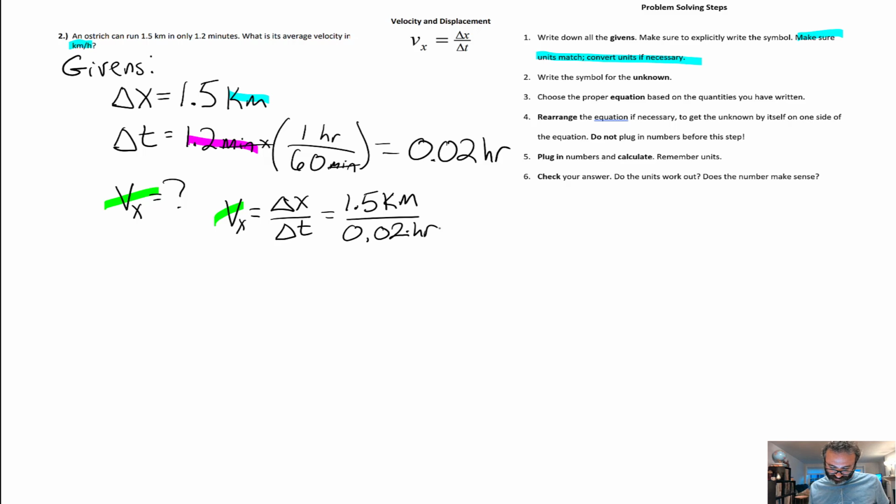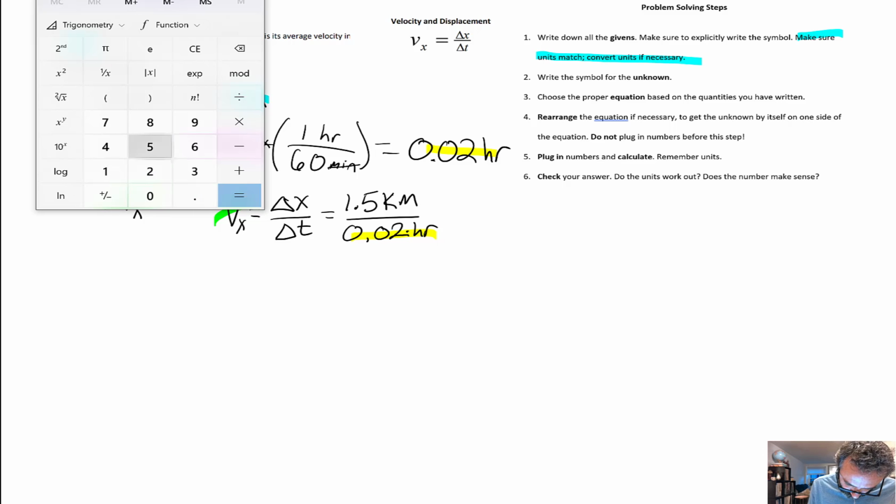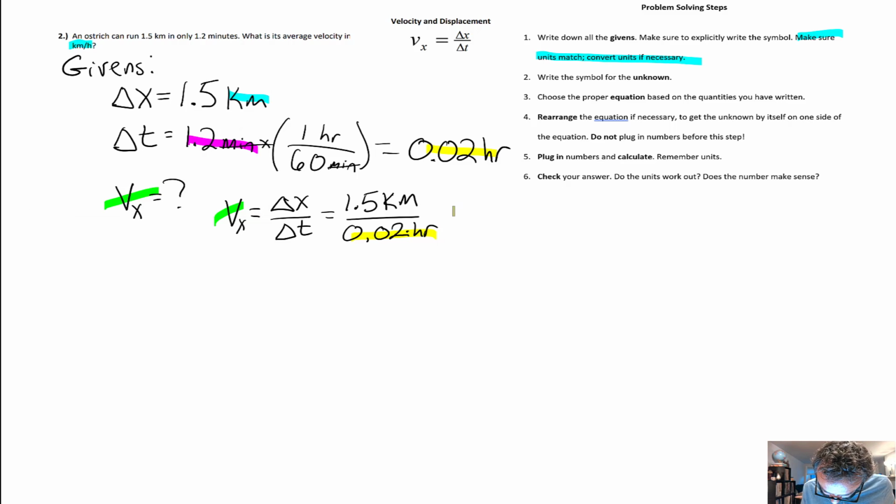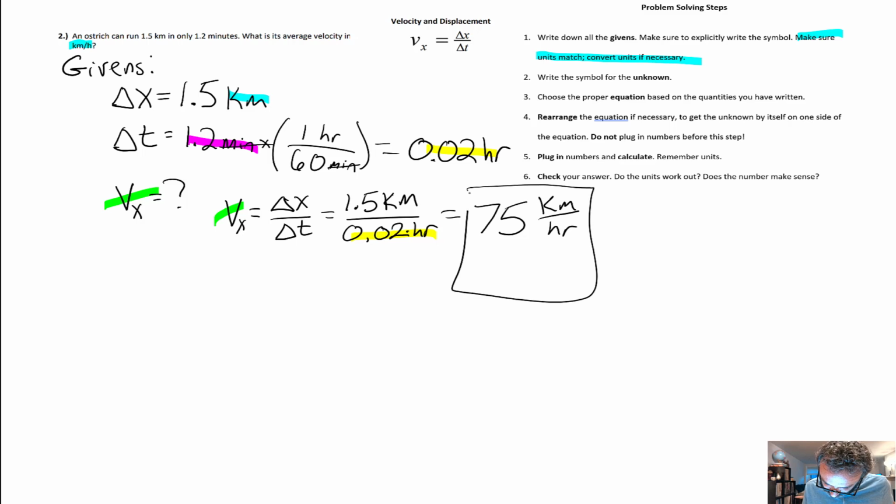for a reason, right? I wanted my units to work out to be kilometers per hour, so when I plug in for my delta t, I want to use the version of it that's in hours. So now I just have to do that division. I have 1.5 in the numerator divided by 0.02, which is in my denominator, gives me 75. And the units I have there, kilometers per hour, is going to be my velocity. The ostrich's velocity.